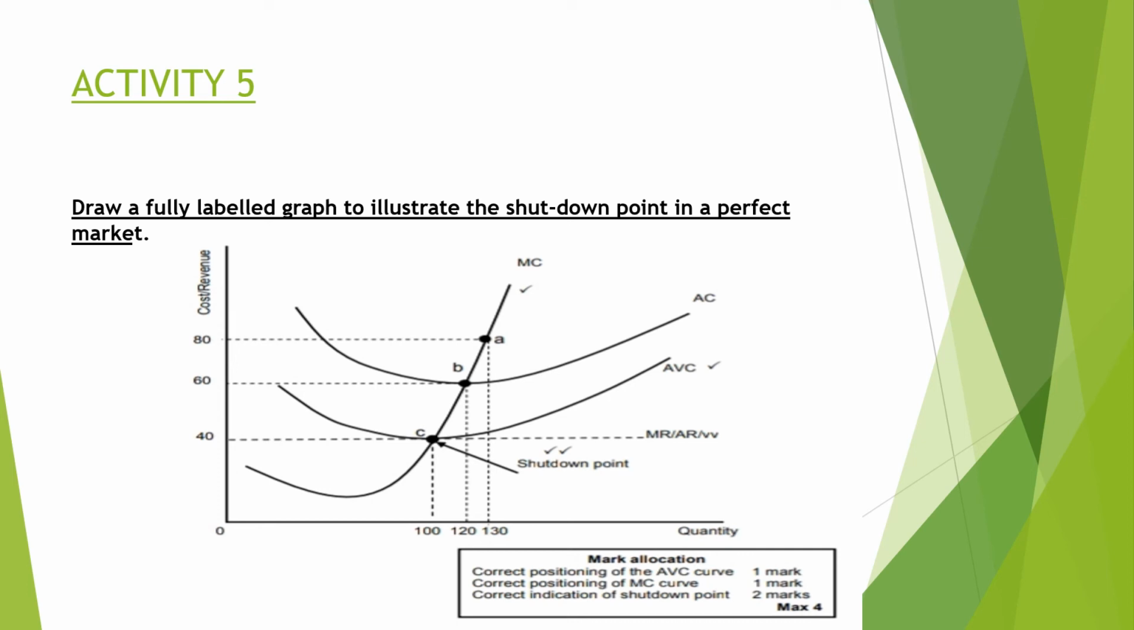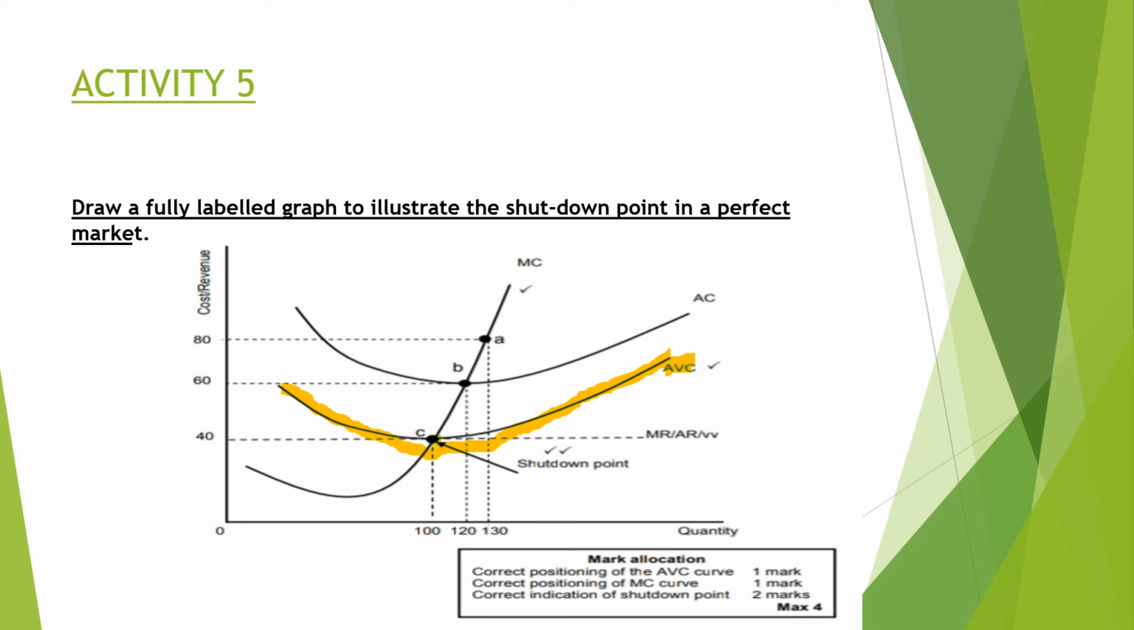Initially, we were looking at marginal cost, marginal revenue, and average revenue curves. So now, in order to determine the shutdown point of a firm, we must introduce the average variable cost curve. And in this case, we have the average variable cost curve represented by this curve here, AVC, and we are saying the firm should shut down if AVC is equal to AR.